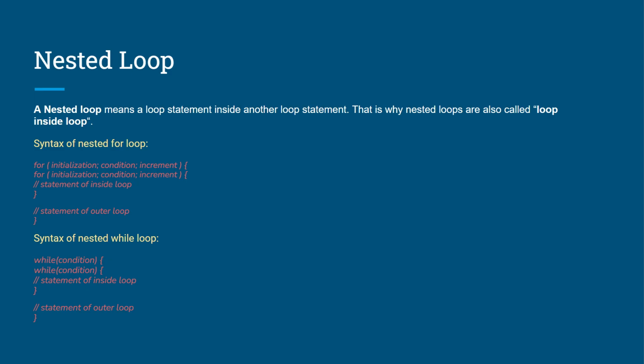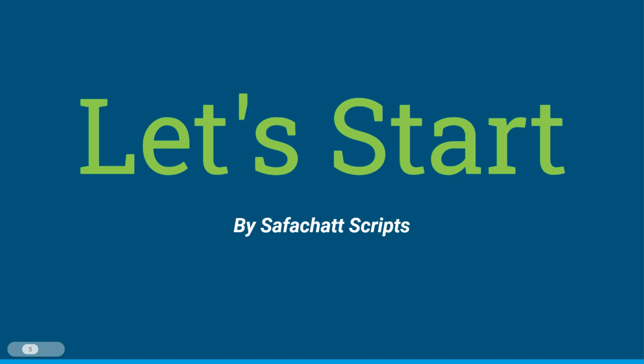A nested loop means a loop statement inside another loop. That is why nested loops are also called a loop inside a loop. You can see the syntax of a for loop: first a for loop, then another for loop inside it. That is called a nested loop. The same goes for the while loop: first a while condition, then another while condition, and inside that we write the statement. That is called a nested while loop. So let's start with the practical.